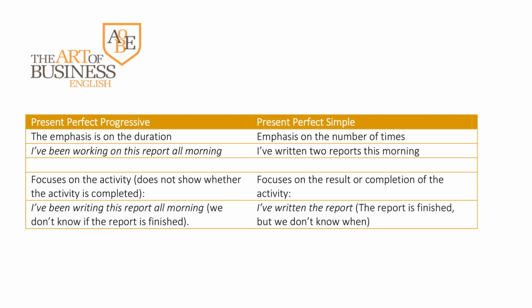So for example, I've been writing this report all morning, so we don't really know if the report has been finished or not. And I've written the report. The report is finished, but we don't know when it was finished. Okay, so the present perfect simple focuses on the result or the completion of the activity, whereas the present perfect progressive focuses on the activity itself, and the duration.